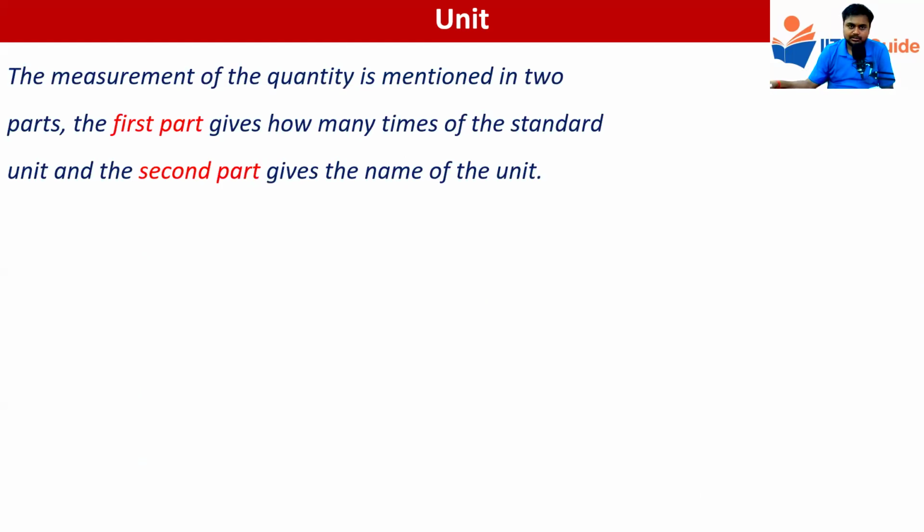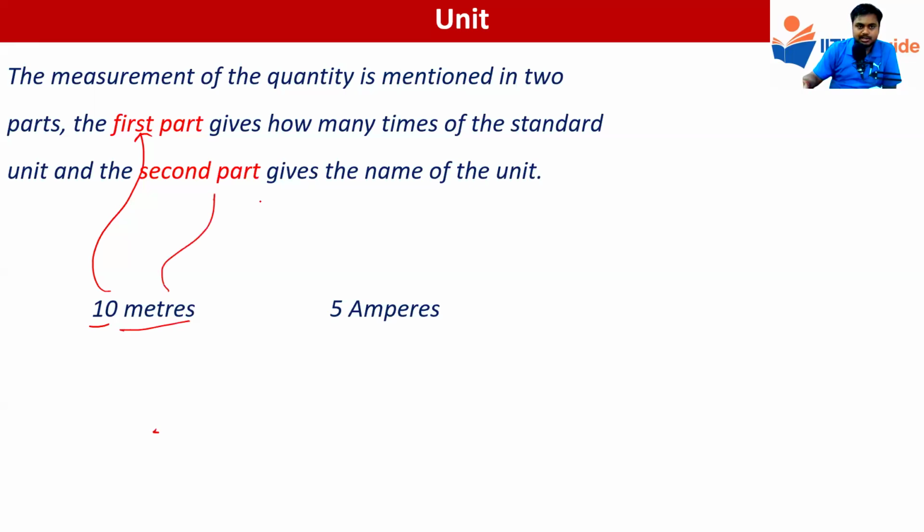Some examples. The measurement of a quantity is mentioned in two parts. The first part is how many times of the standard unit, and the second part gives the name of the unit. Like, for example, 10 meters. The 10 is the first part, which is the magnitude. Meters is the second part, which is the name of the unit.